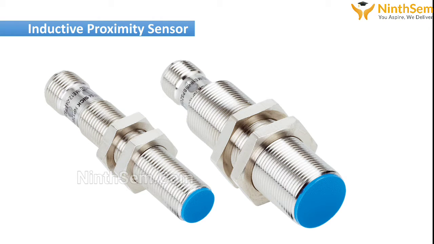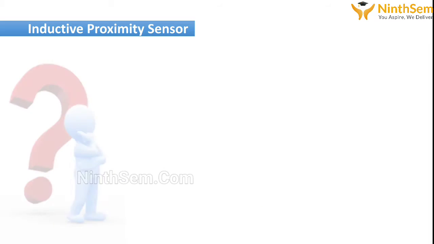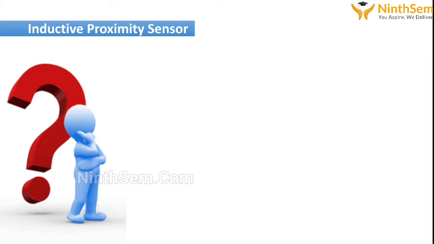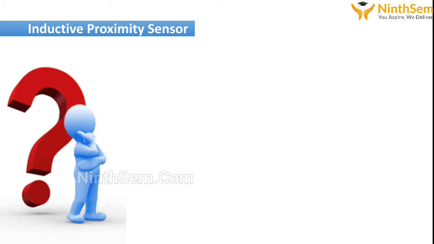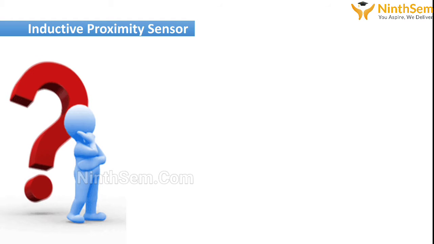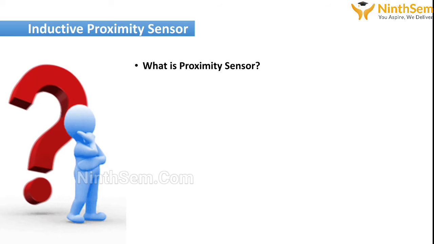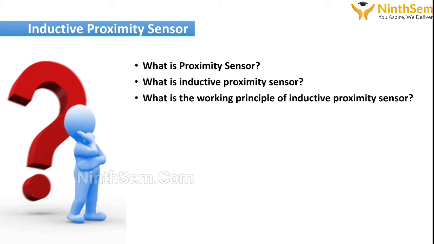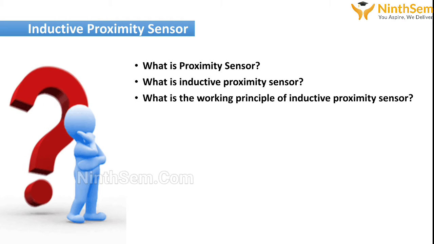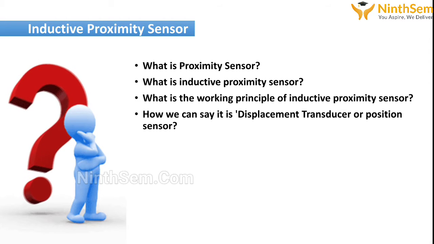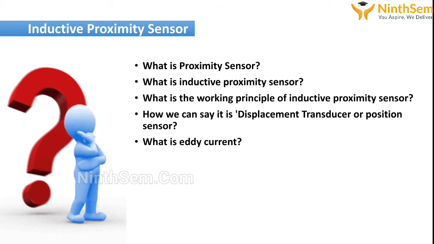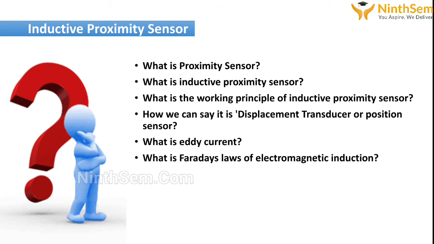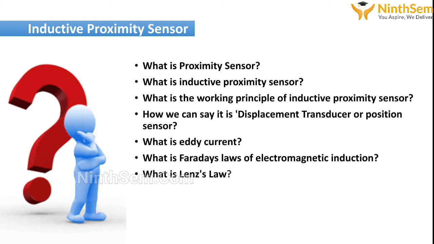Before I start, I expect some questions that may arise during this topic. So what are those questions? What is a proximity sensor? What is an inductive proximity sensor? What is the working principle of an inductive proximity sensor? How can we say that it is a displacement transducer or position sensor? What is eddy current? What is Faraday's law of electromagnetic induction? What is Lenz's law? Then start.